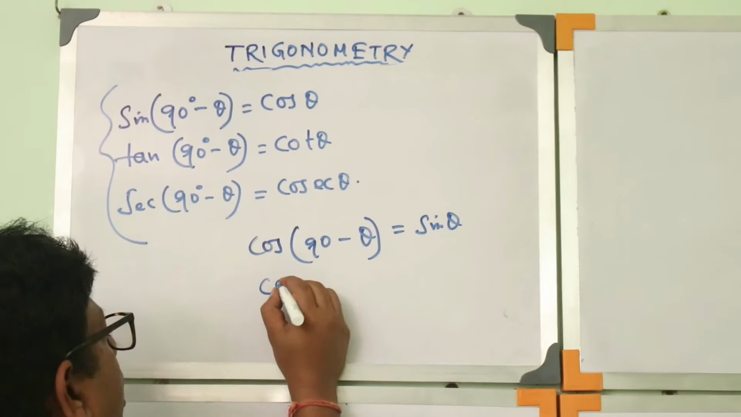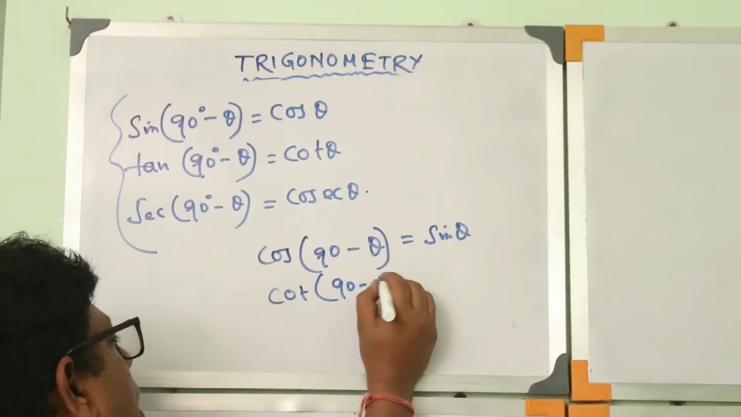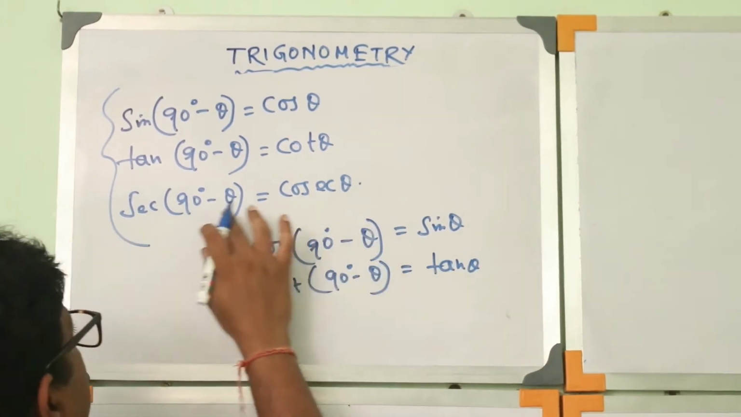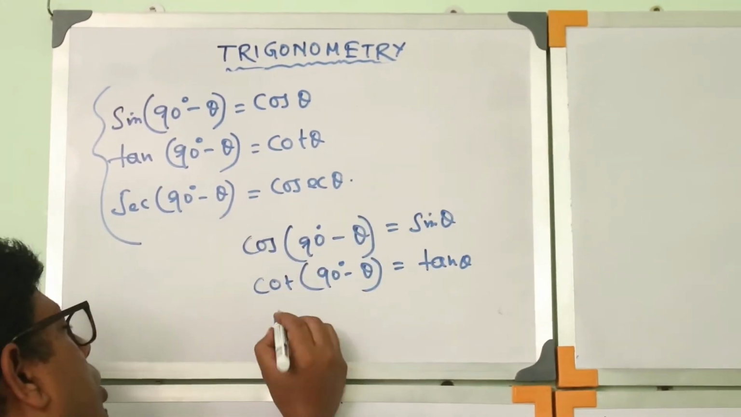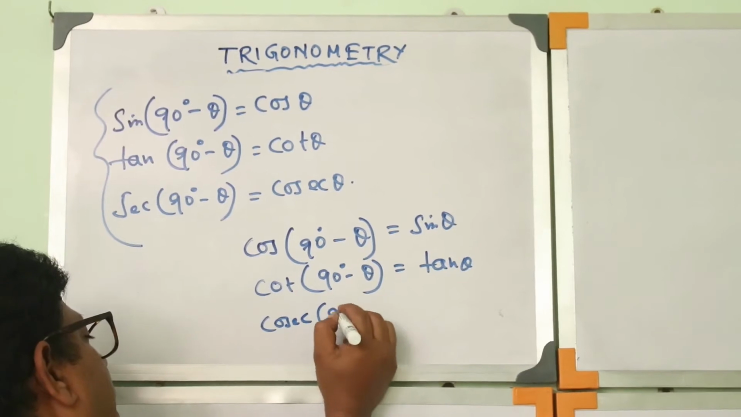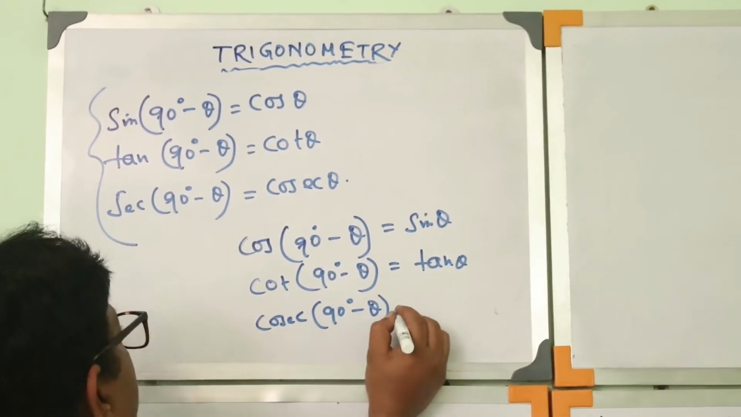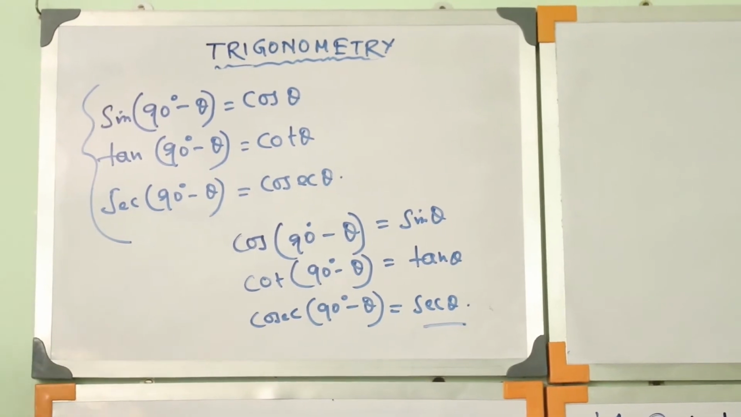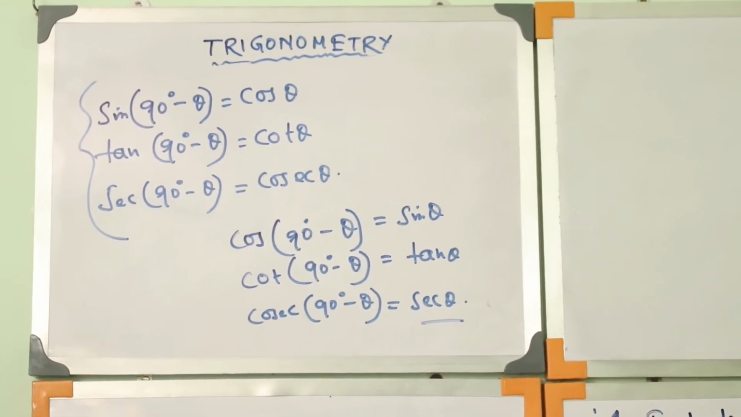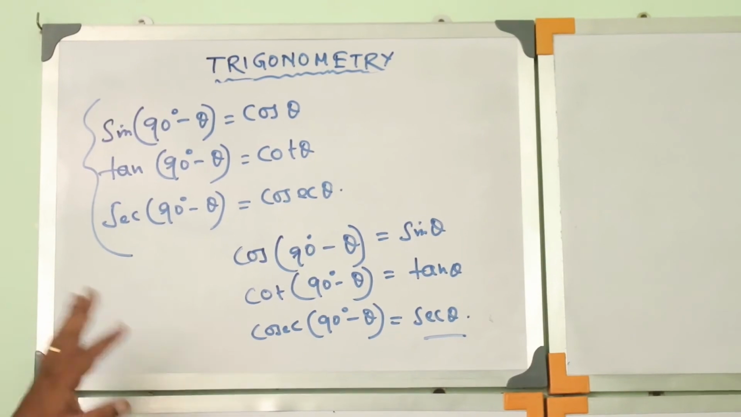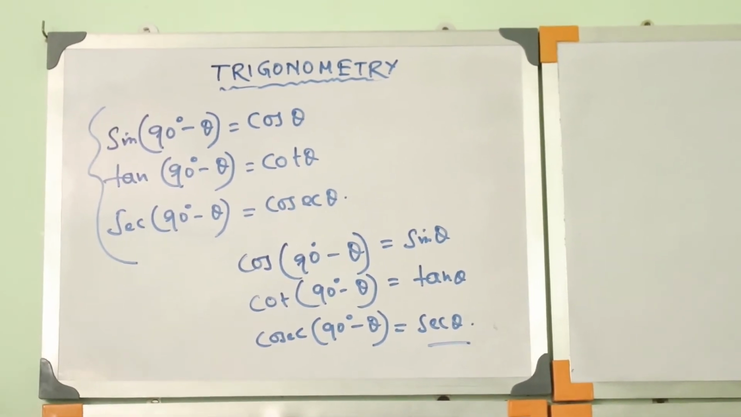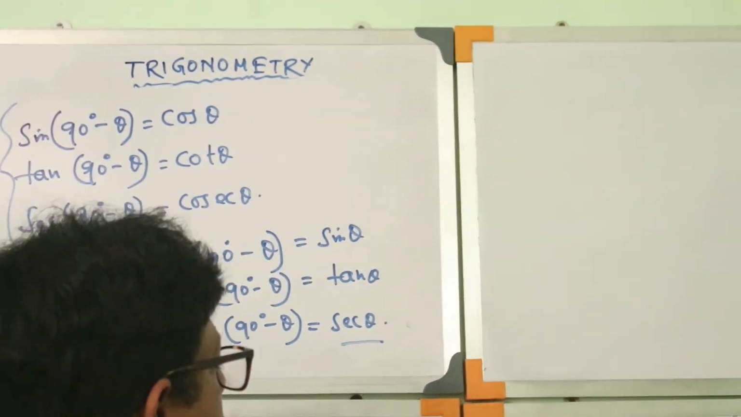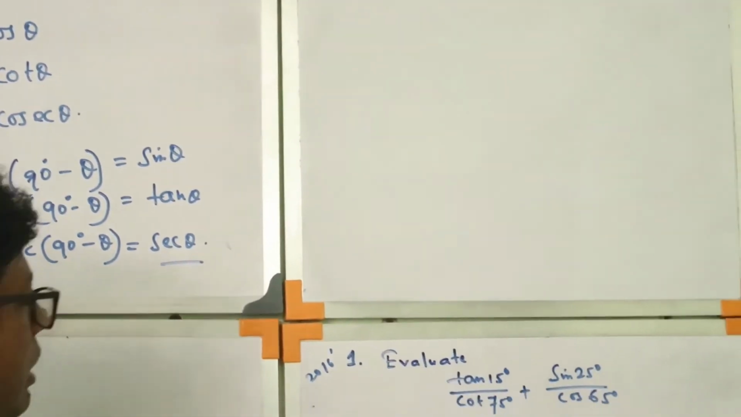Similarly, cot(90 minus theta) will be equal to tan theta. Cosec(90 minus theta) is equal to sec theta. These are the relations for complementary angles: sin, cos, tan, cot, sec, cosec. This is the complementary angles. Now we will solve question number 1, 2016 CBSE.